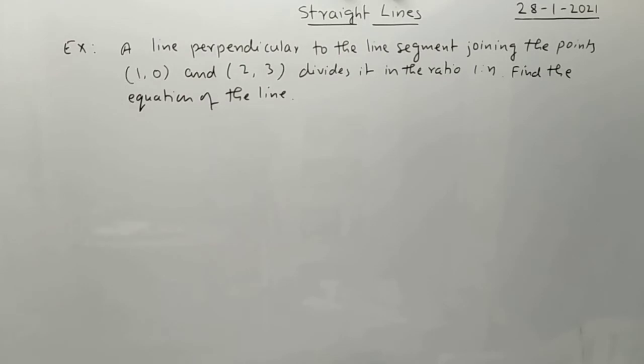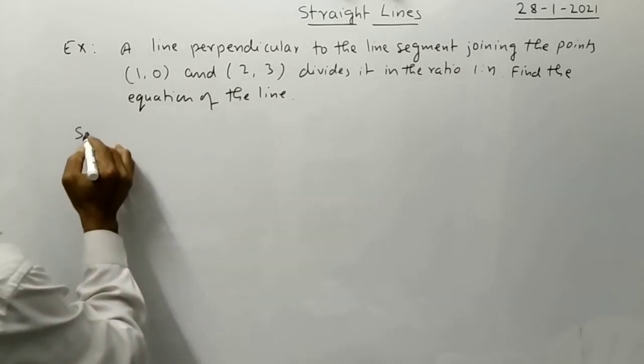A line perpendicular to the line segment joining the points with coordinates 1, 0 and 2, 3 divides it in the ratio 1:n. Find the equation of the line. Solution.